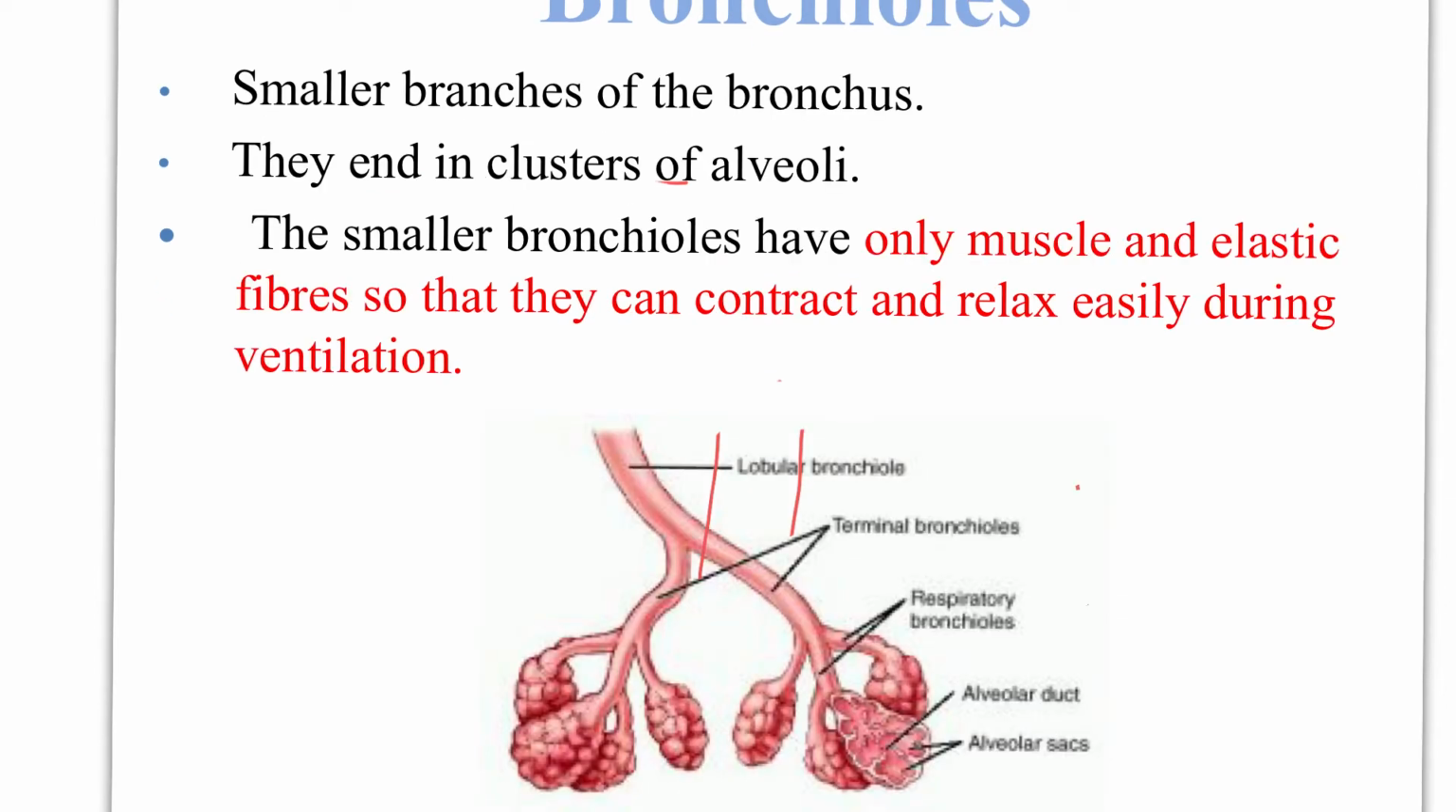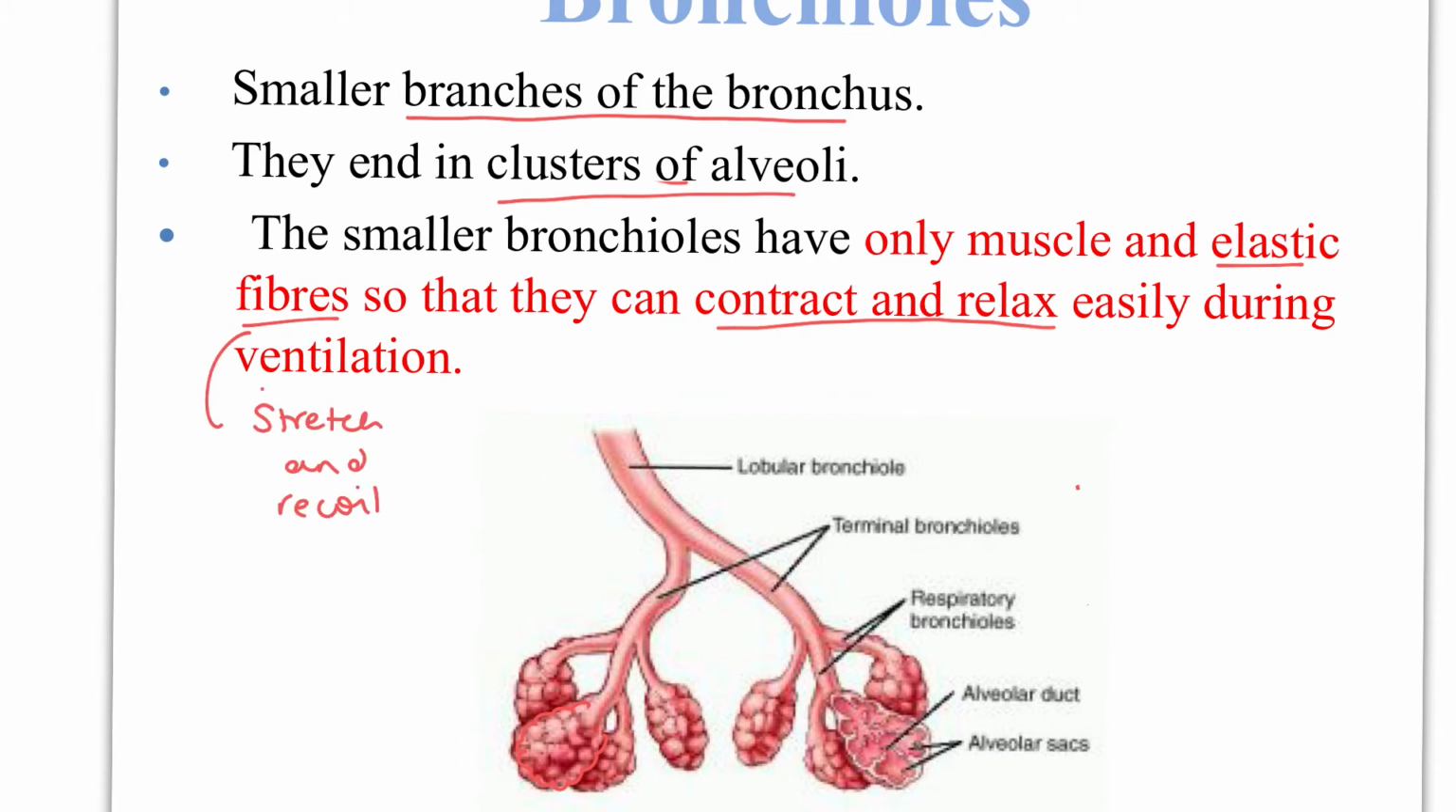So the bronchioles are the smaller branches of the bronchi, and they end in these clusters of alveoli, like bunches of grape clusters of the alveoli. Now, the smaller bronchioles have only muscles and elastic tissue, but the larger bronchioles still have a little bit of cartilage in them to keep them open. So the muscle and elastic tissue allow them to contract and relax. Just in terms of terminology here, muscles allow them to contract and relax, and elastic fibers help them stretch and recoil. And this is really important during ventilation, so during the mechanical movement of air into and out of your lungs.